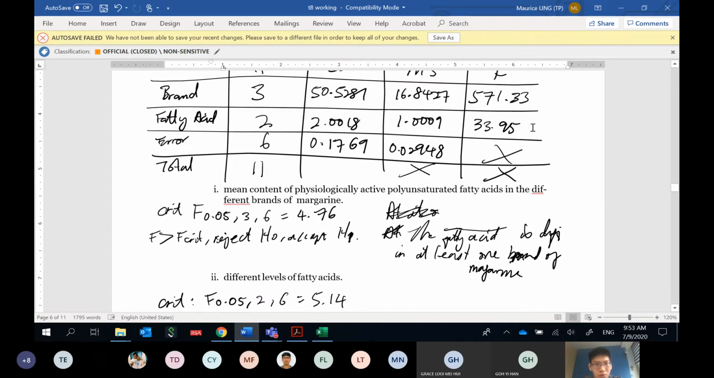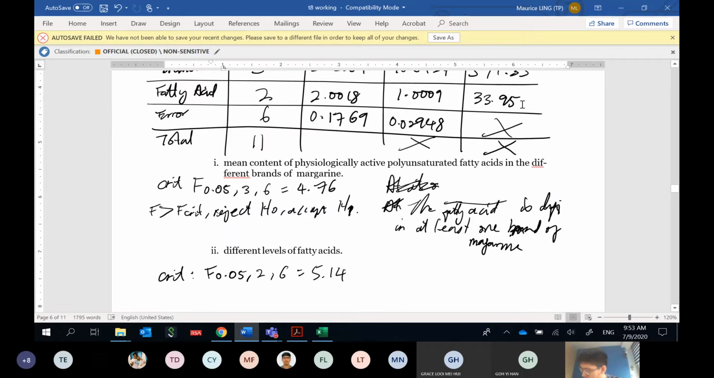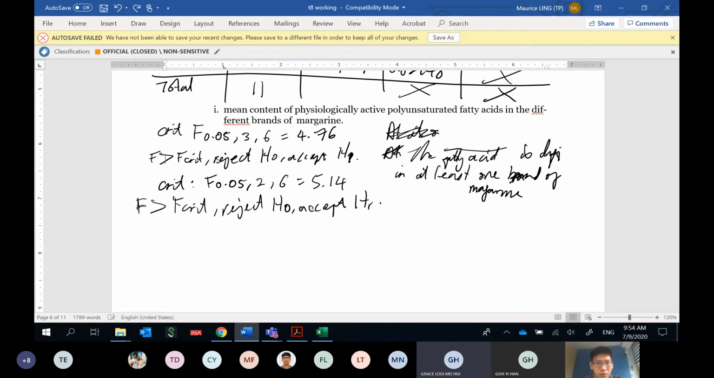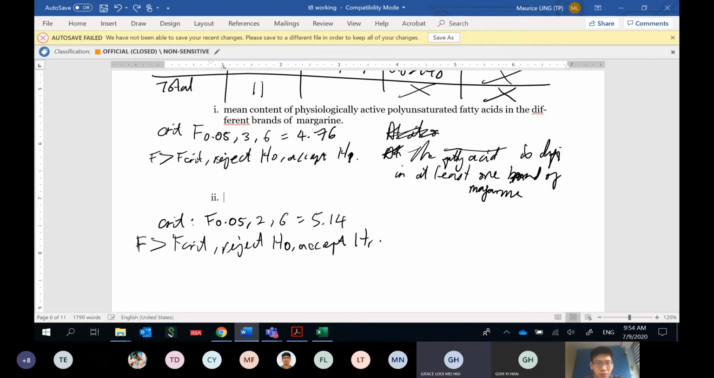Then what will be your conclusion? This is 33.95, and this is 5.14. Since the F value is greater than the F critical, we reject the null hypothesis, accept the alternate hypothesis, and what does it mean? There is a difference, at least one. There is a difference in the levels of the fatty acids.